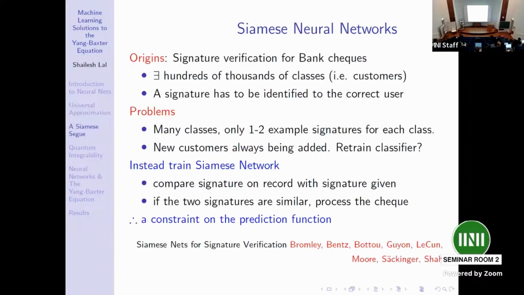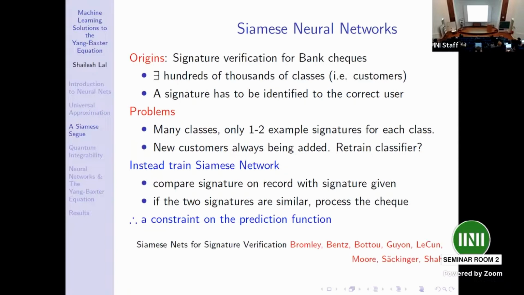Let me tell you about a place where it's not really a cute rewriting. It really has to be done. And this is again a very practical solution. The origins of this problem really go back to the problem of signature verification for bank checks, not blank ones. So there are hundreds of thousands of classes, which are customers.